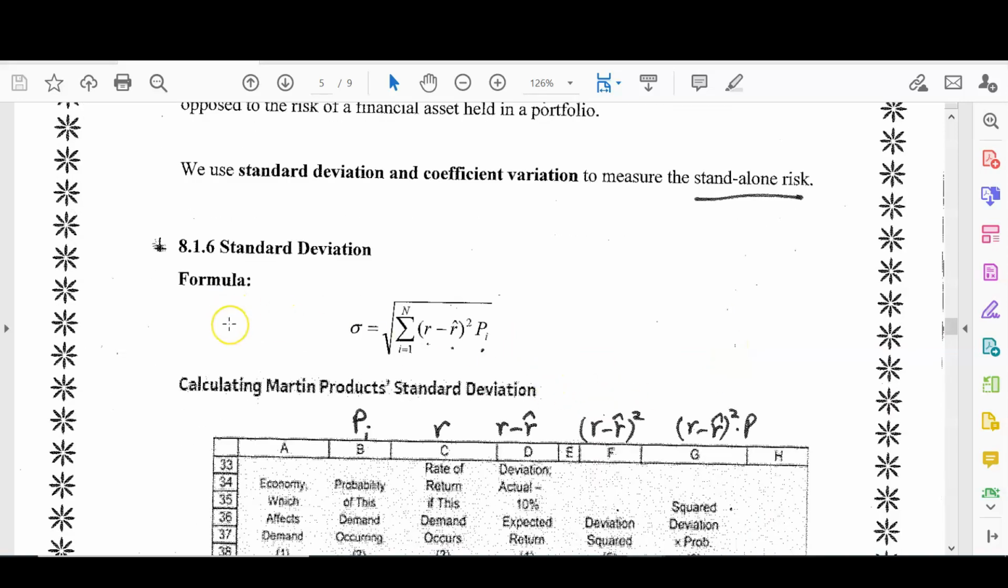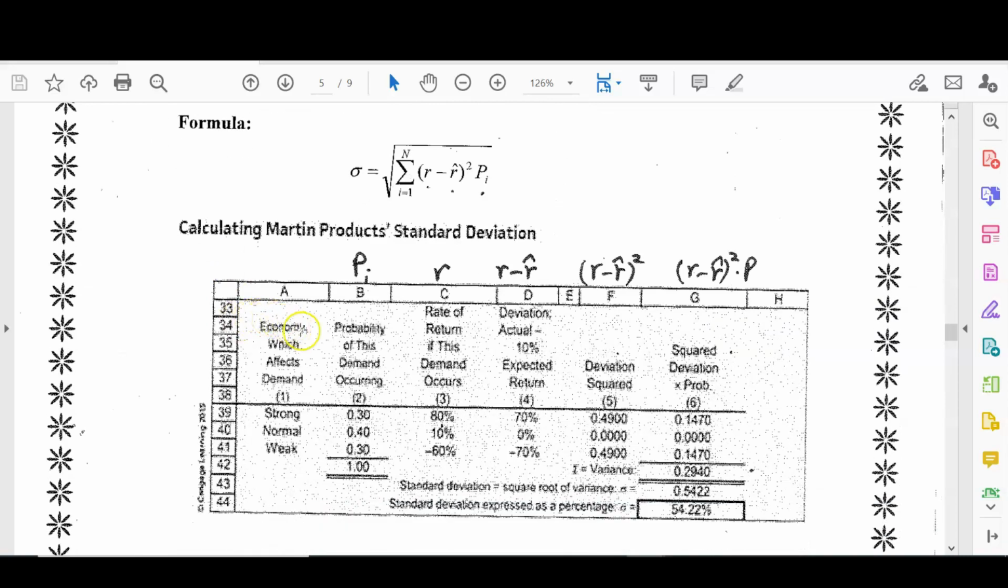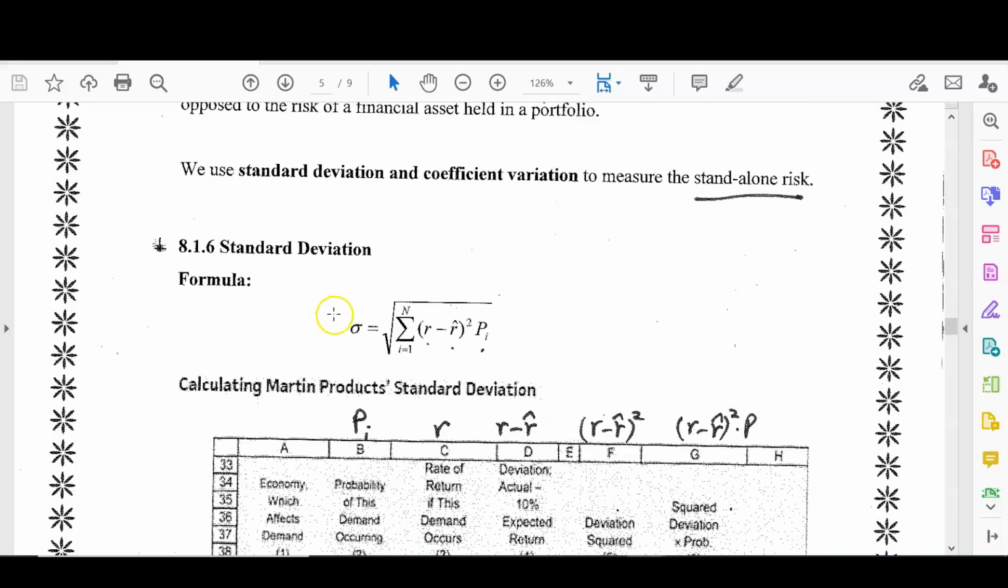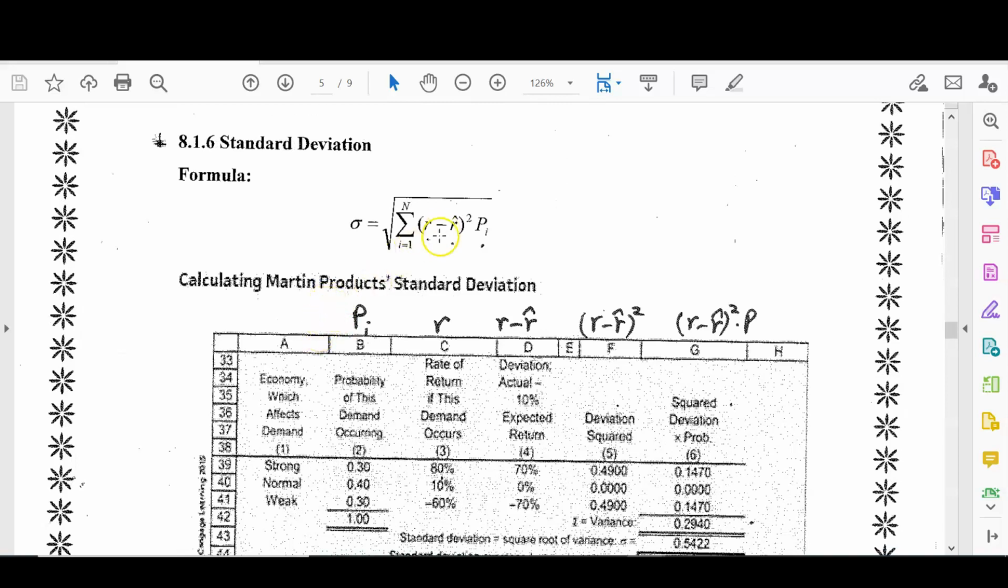If we use standard deviation and we want to calculate its value for this Martin product, we can use R, the return in each scenario, minus the expected return, 10%, we just calculated, square it, multiply by probability of each scenario. Add all the scenarios up, take square roots, we would get standard deviation. This is the same as the standard deviation formula you would learn in your math class, but we're applying this to the financial assets situation.